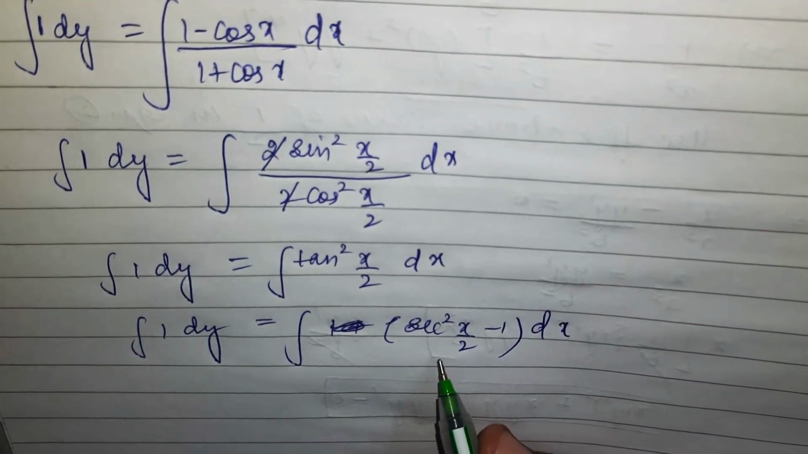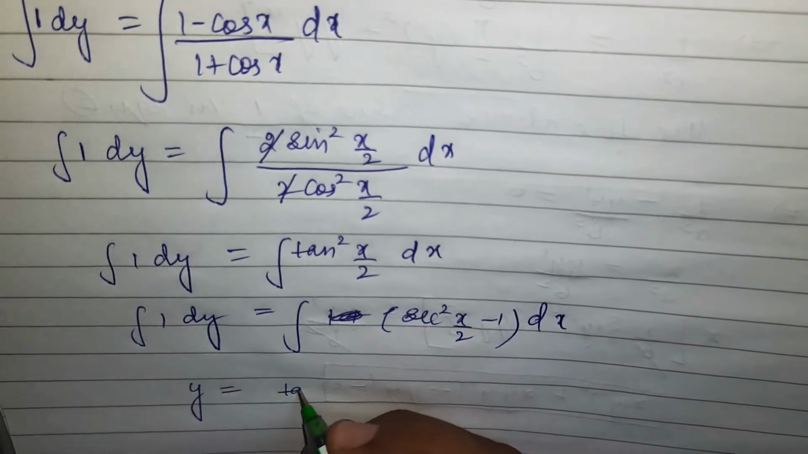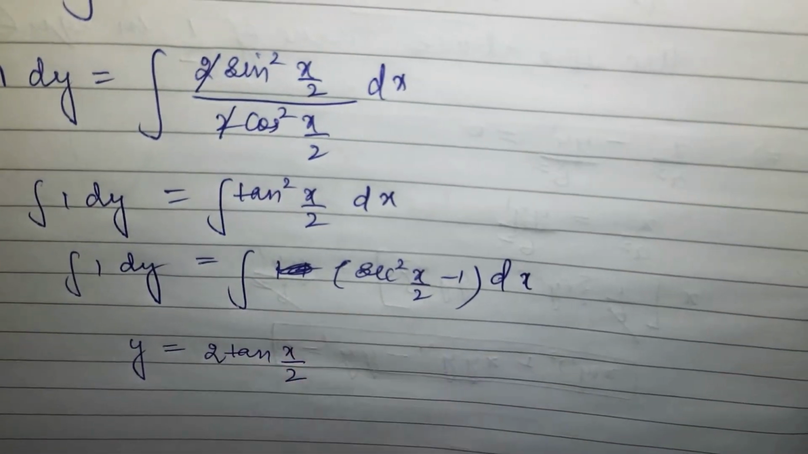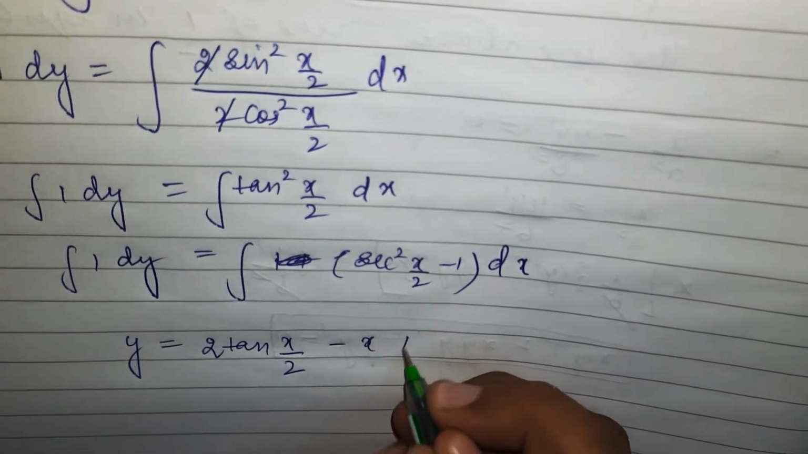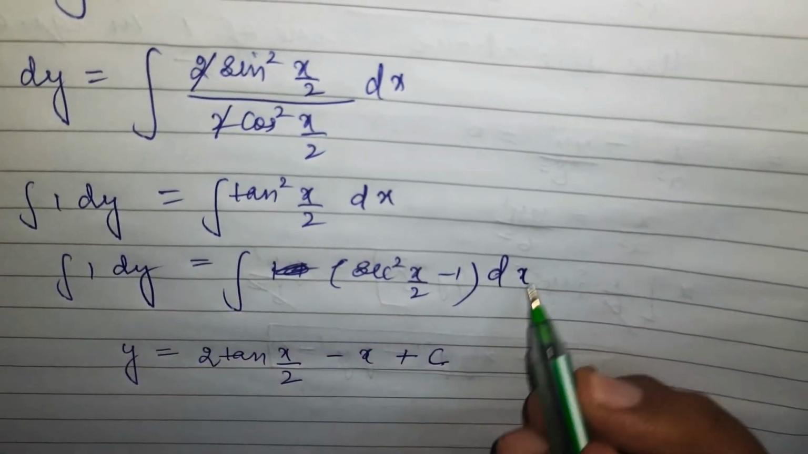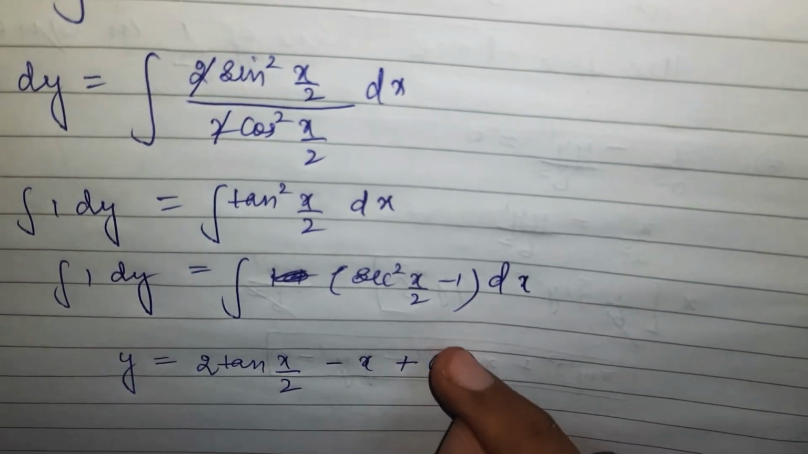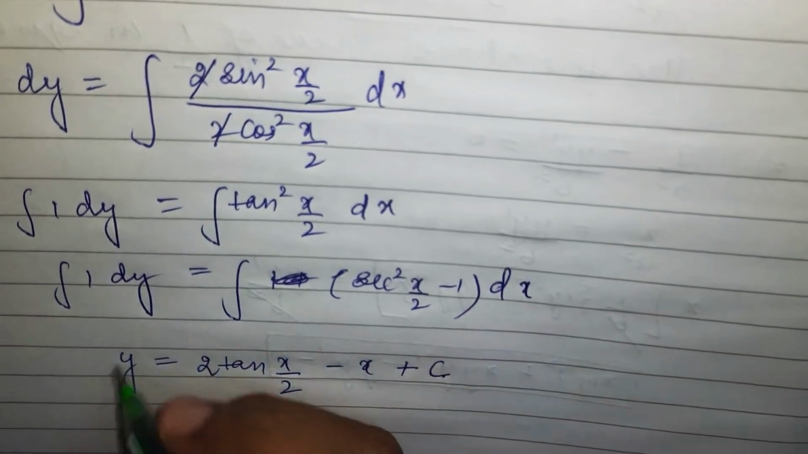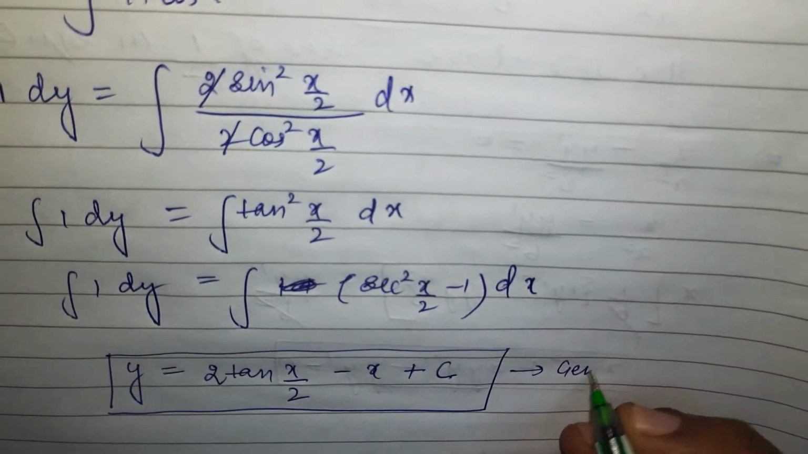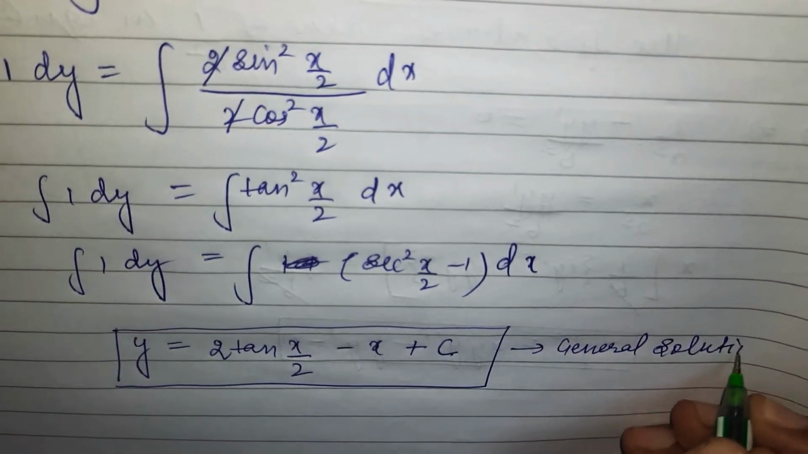Now it's easy for the integration part. It will become y equals tan x by 2 upon 1 by 2, that means twice of tan x by 2, minus x plus c. Adding c here, both the constant terms are combined into the common term c. So this will be your required general solution by using the method of variable separable.